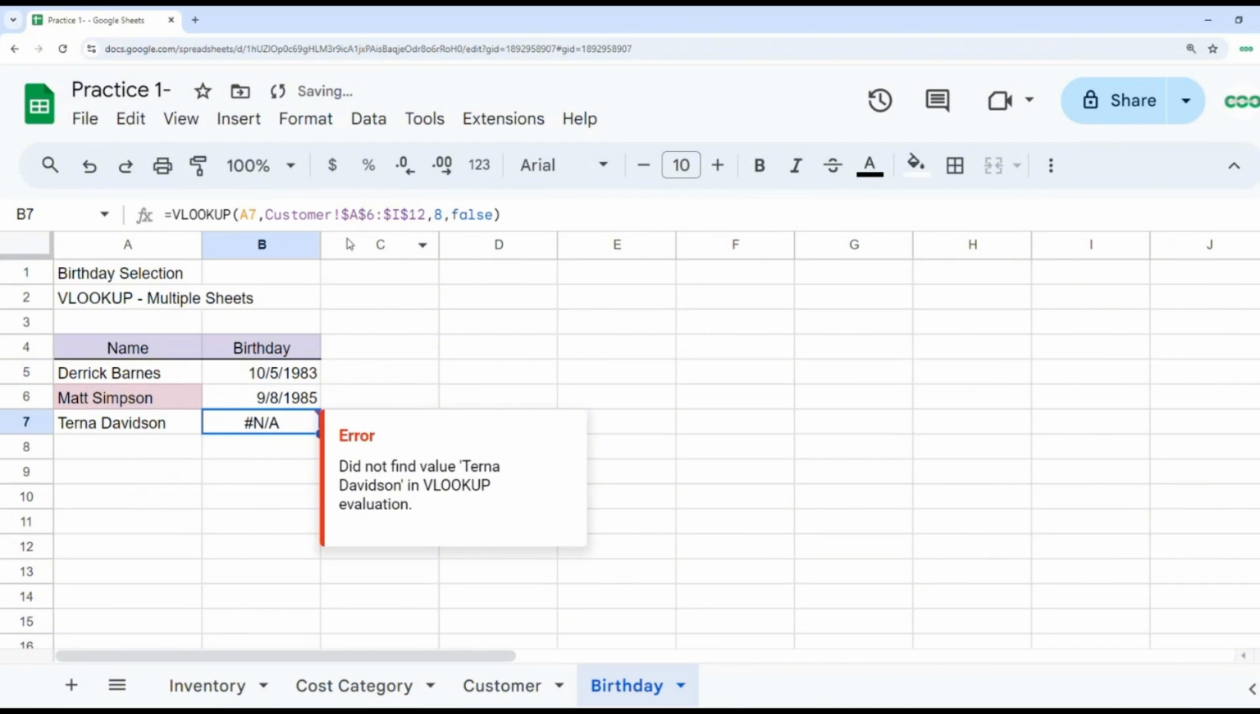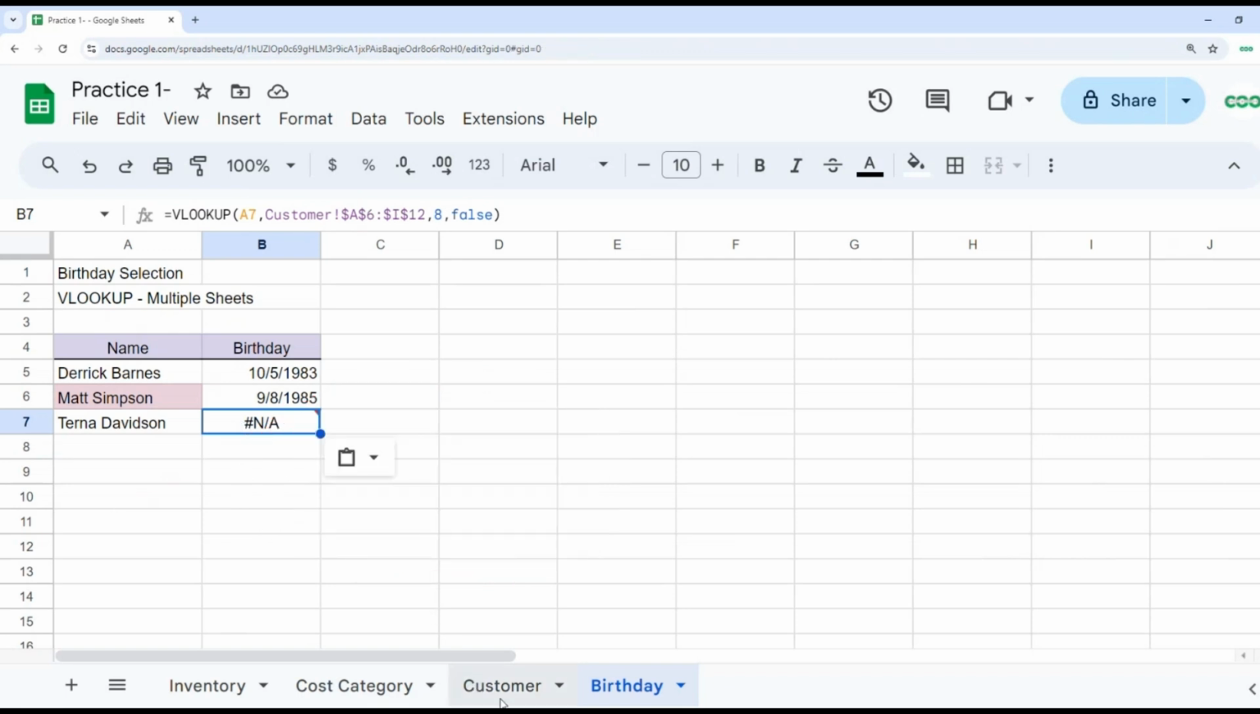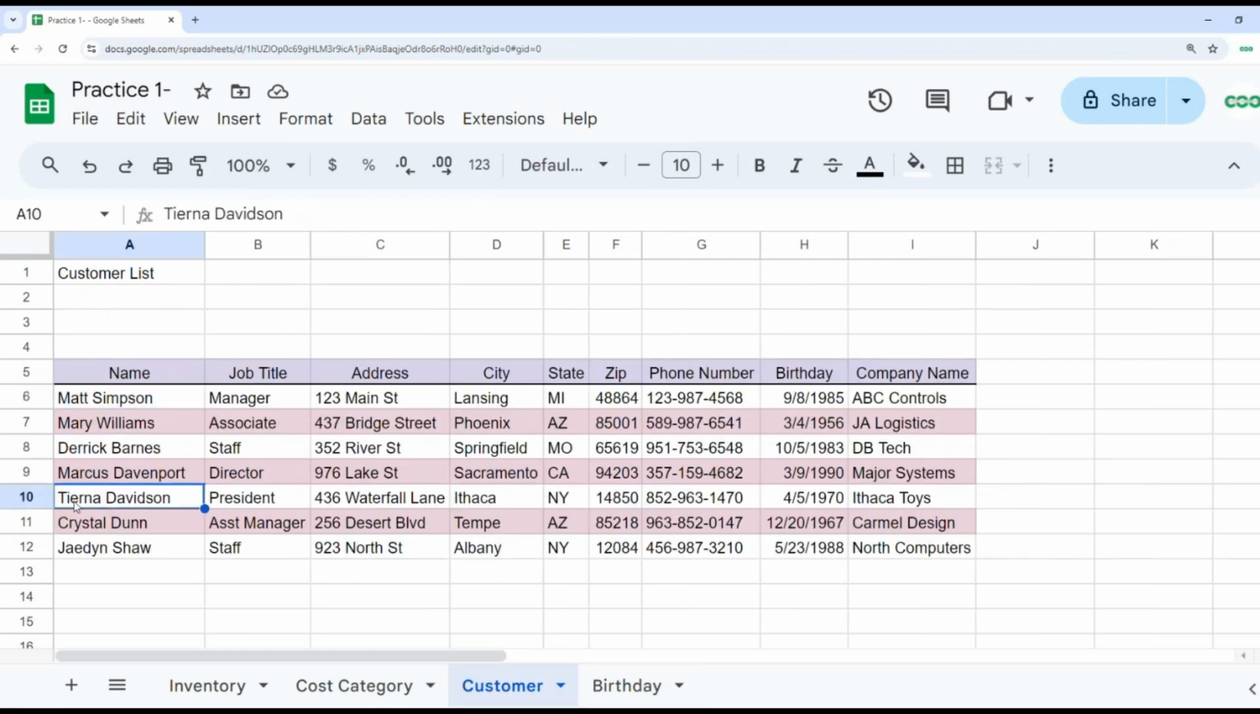So that fixed Mr. Simpson, but Ms Davidson is still not correct. Why? Let's review the formula. The formula is correct, so what is the issue? Let's look at the customer sheet again. Her name is Tierna, T-I-E-R-N-A, Davidson.